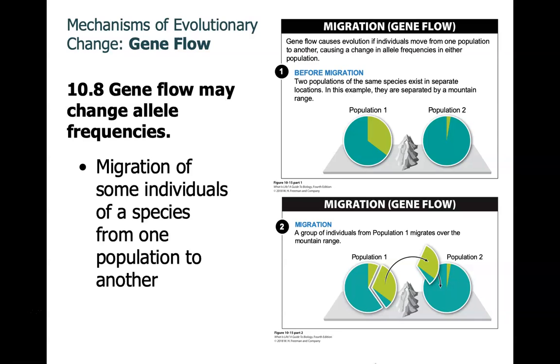And so this is going to affect the relative allele frequencies in both populations. Now, again, this is sort of random chance because those individuals are not leaving because of those alleles. They just happen to bring those alleles with them.